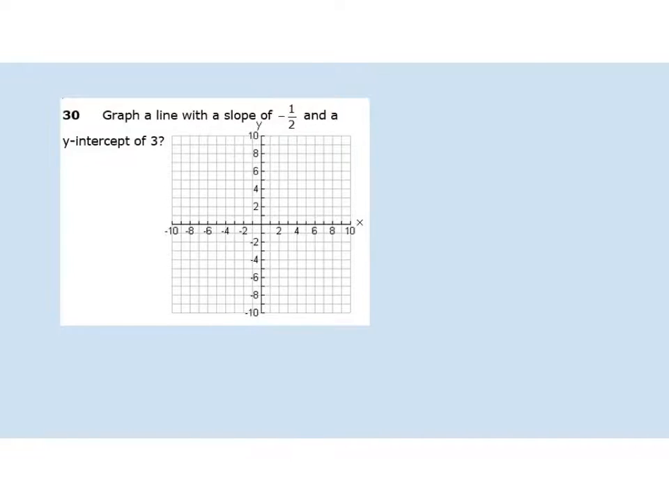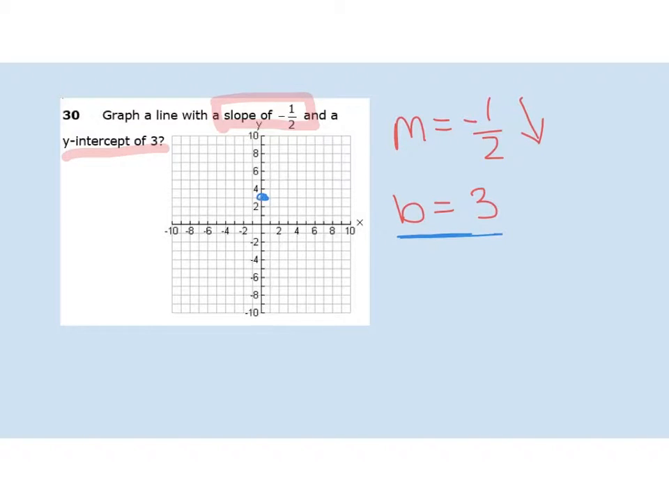Question 30 is asking us to graph a line with a slope of -1/2 and a y-intercept of 3. So our m value is -1/2. That means the line is going to go down from left to right. And our y-intercept is 3. Starting off with the y-intercept, remember b is where you begin. This is on the y-axis, so we have our point on the y-axis at 3.